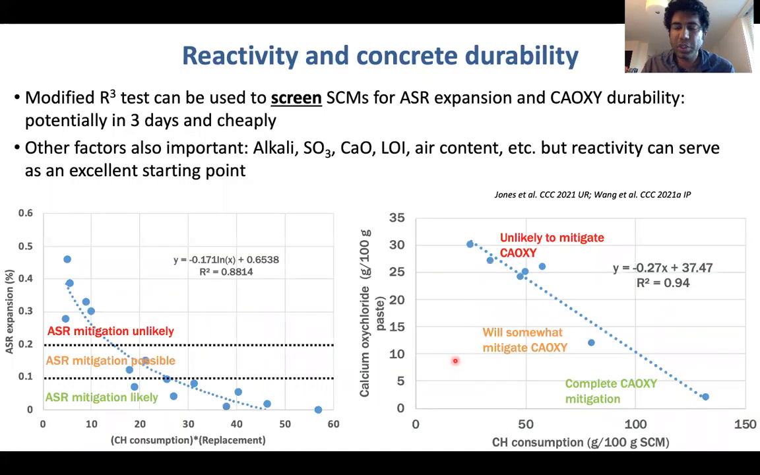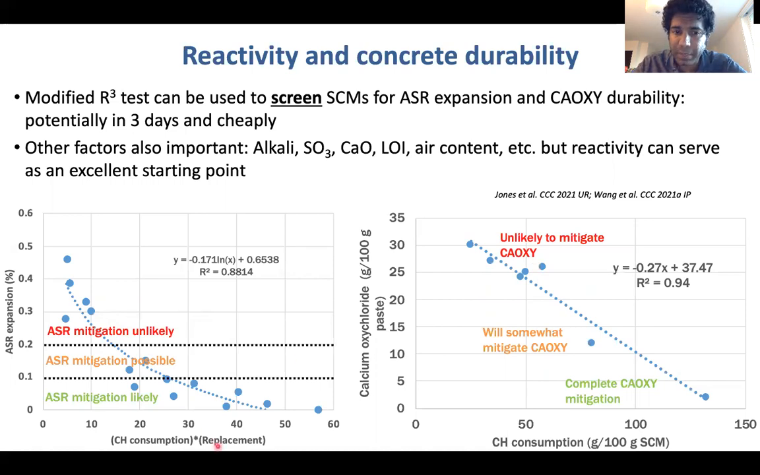A similar situation happens when we talk about concrete durability. We've shown that the modified R3 test can be used really for fantastic screening of SEMs, both for ASR expansion and for calcium oxychloride durability. So specifically, you can separate out materials into unlikely to mitigate, possible to mitigate, and likely to mitigate, both for ASR and for calcium oxychloride.